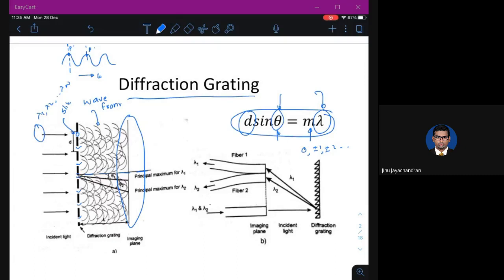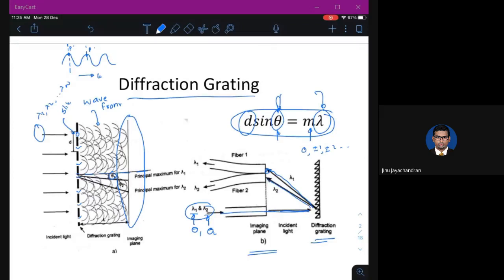So if you look at part B of this figure, you see that you have two wavelengths, lambda 1 and lambda 2. It passes through the imaging plane. This is basically the diffraction grating. Now, when it passes, each wavelength might have a different angle for which it will have constructive interference. So theta 1 is for lambda 1, theta 2 is for lambda 2. If the wave is incident at theta 1, then lambda 1 will be available. If the wave is incident at theta 2, then lambda 2 will be available.